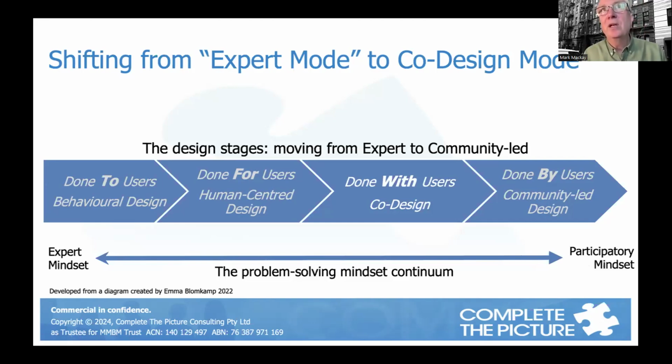The other end of the continuum of problem solving is participatory mindset. This is where we get lots of people involved. So traditionally, we've been down this end of the continuum. What co-design seeks to do is move us along the continuum, but not all the way to the end. So I can still use design thinking and apply it to users where I'm not necessarily getting their input. I might work with a team rather than being alone. And I guess I've seen banks do this.